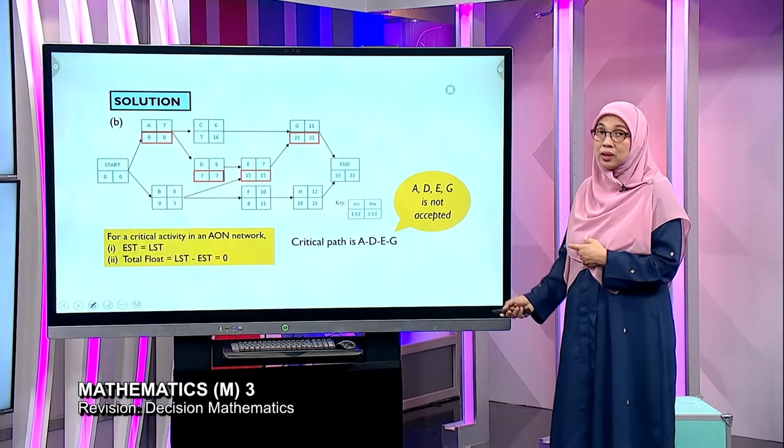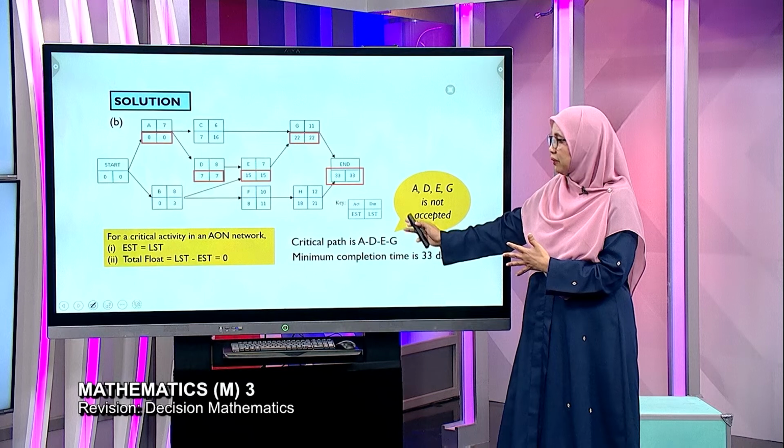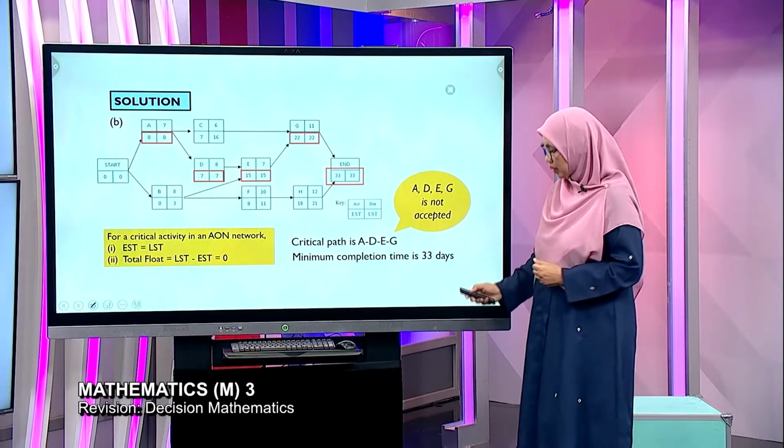So how to get the minimum completion time? Look at the end node. This is called the end node. So the minimum completion time is 33 days. So easy, right? AON is very simple. And then you can check, as we said just now, C is after A, D is after A. Check whether the preceding activities are correctly drawn on the AON.